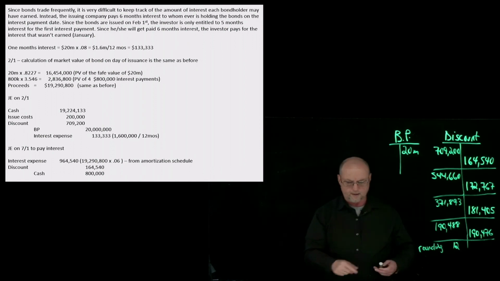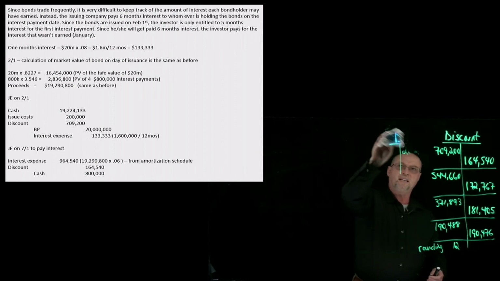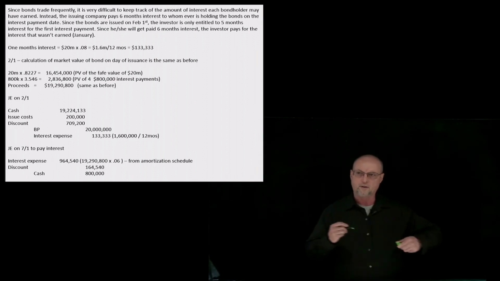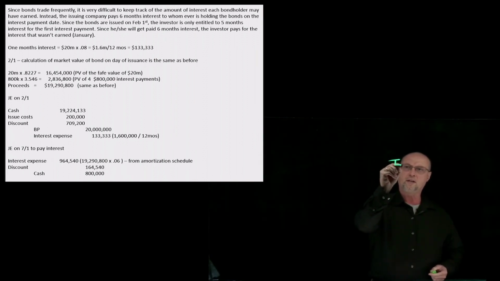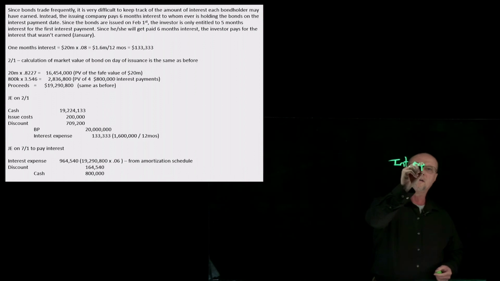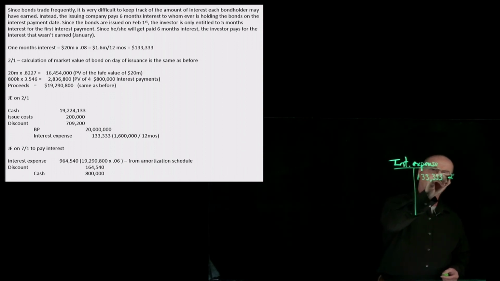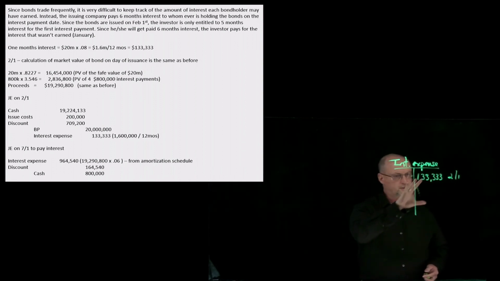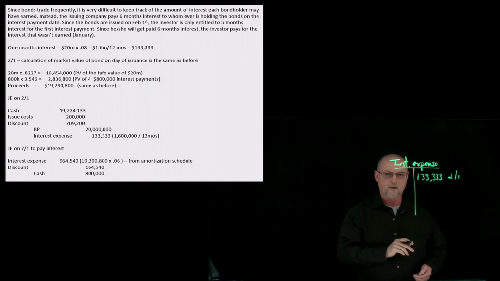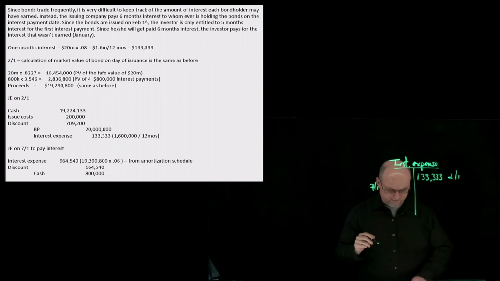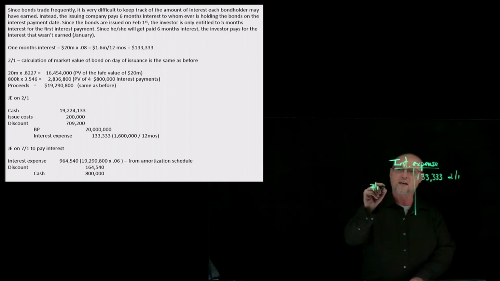Okay, in fact, I'm going to erase this, and I'll put the interest expense account up on the board. So I'm going to put the interest expense T account on the board. And $133,333 is credited on Feb 1st, which is kind of strange, crediting an interest account, but we'll see what happens.